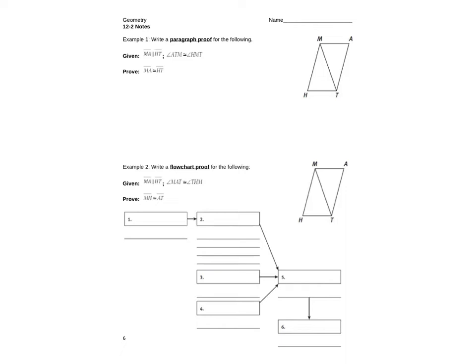This section continues to focus on flowchart proofs, but we're also going to be introduced to another type of proof, the paragraph proof. Your teacher has given you the notes that we're going to use for today instead of the textbook. I have also attached them to my calendar, so go ahead and pull them out. We're going to start off with example 1.